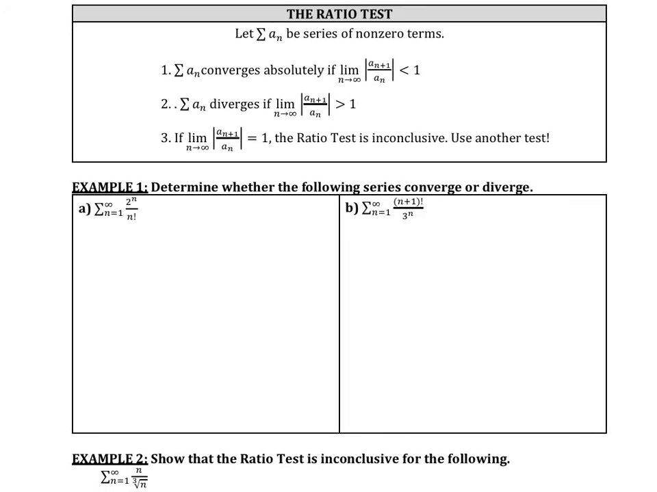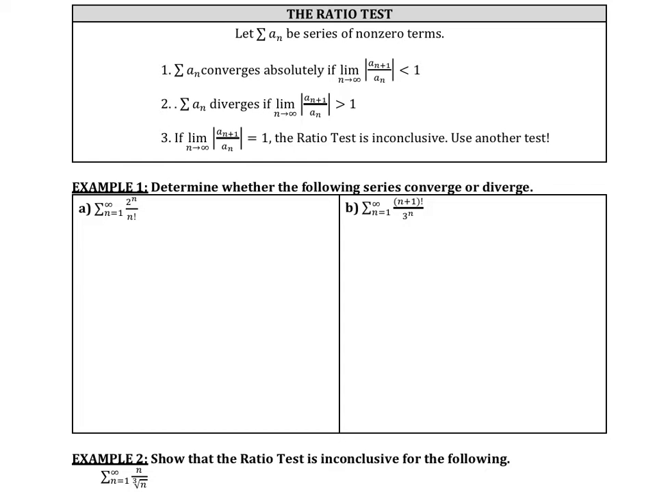So the first example that we have is the sum from n equals 1 to infinity of 2 to the n over n factorial. Now this is a great series to do this with just because of the factorial and the exponential. We can't use geometric, even though 2 to the n kind of looks like it fits that pattern. The n factorial certainly does not.